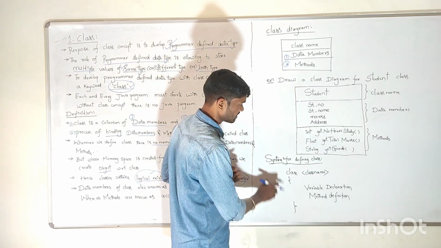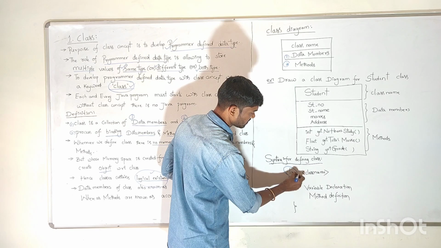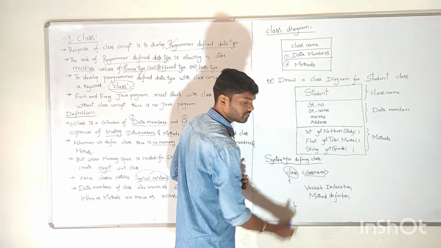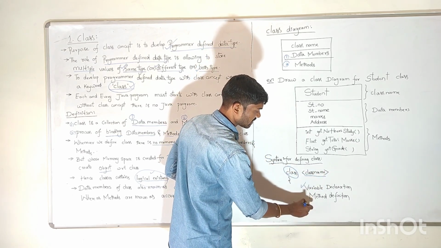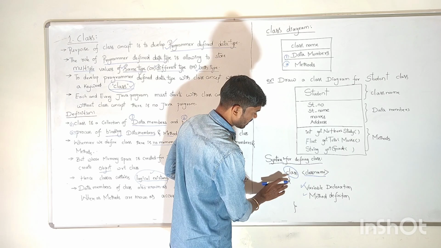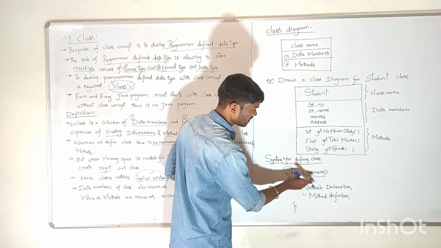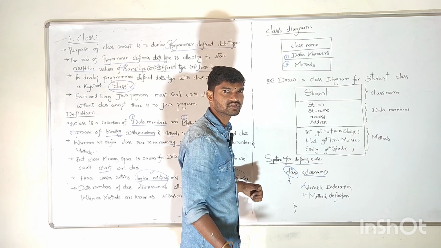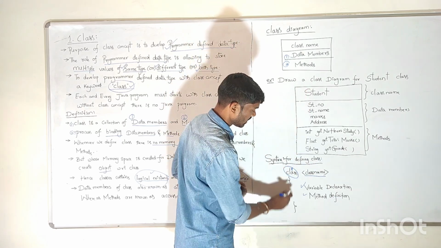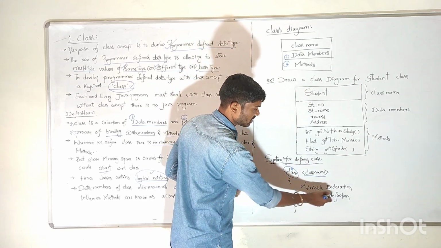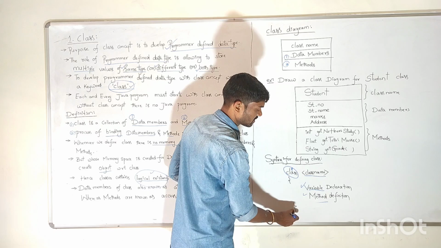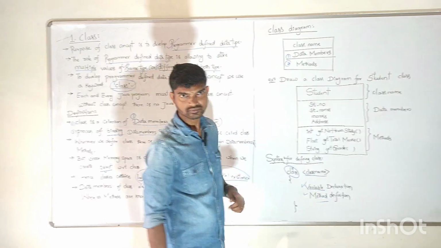And the syntax: a keyword must be there, class, and class name, and some variable declarations, some method declarations, and the class keyword is mandatory. After the class keyword, you have to mention some class name, any user-defined name like Student, and then an open brace. In the open brace, you have to declare some variables and some methods, and then a close brace.